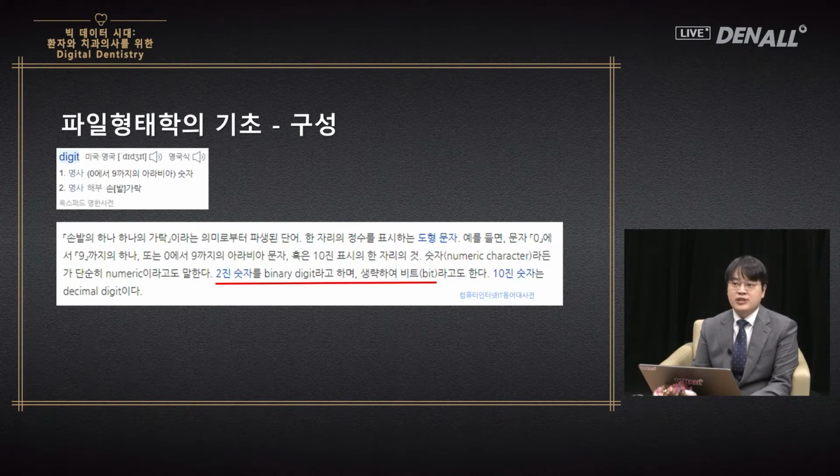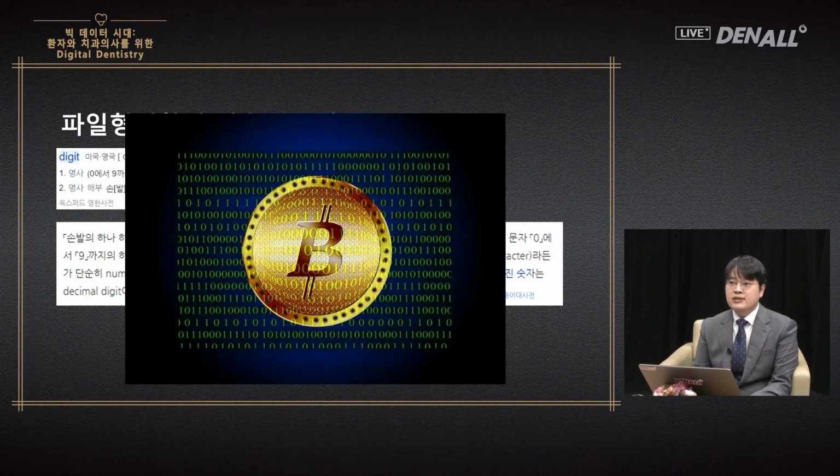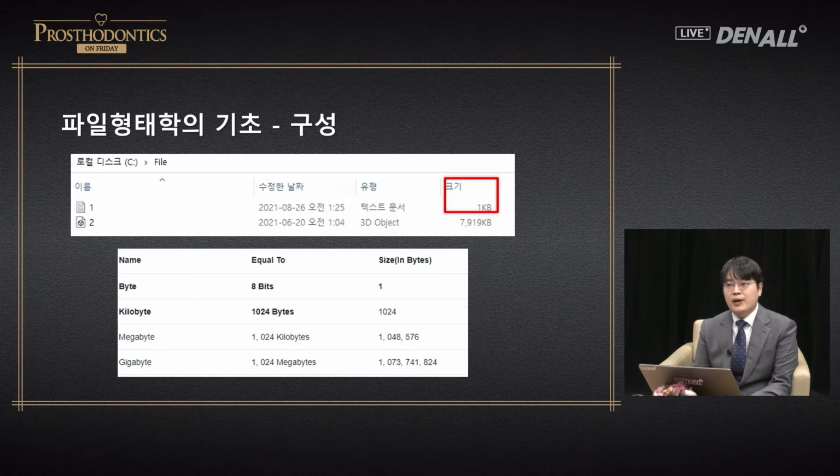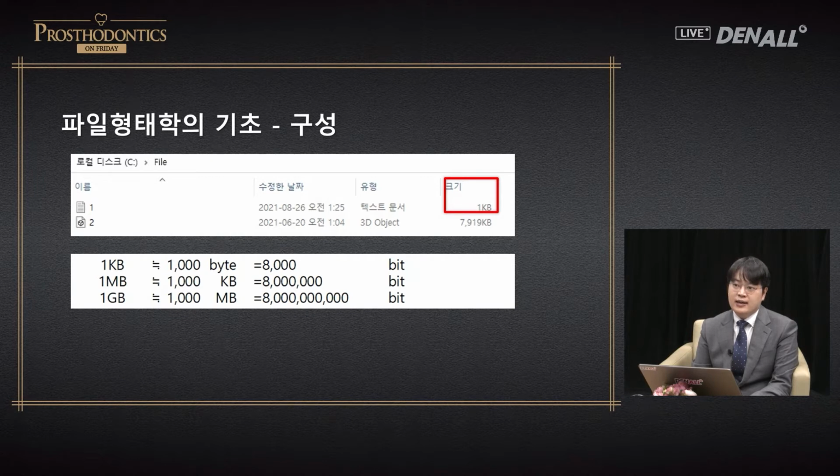Binary digit is the numbers used by computer. It is called bits. The cryptocurrency is represented by ones and zeros, so it is called a Bitcoin. A bit is 0 or 1. 8 bits are 1 byte, and 2 to the 8th, 256 numbers can be represented by a byte, so it can represent from 0 to 255 in decimal. 1 kilobyte means 1024 bytes. So for simplicity, 1 kilobyte is 1,000 bytes.